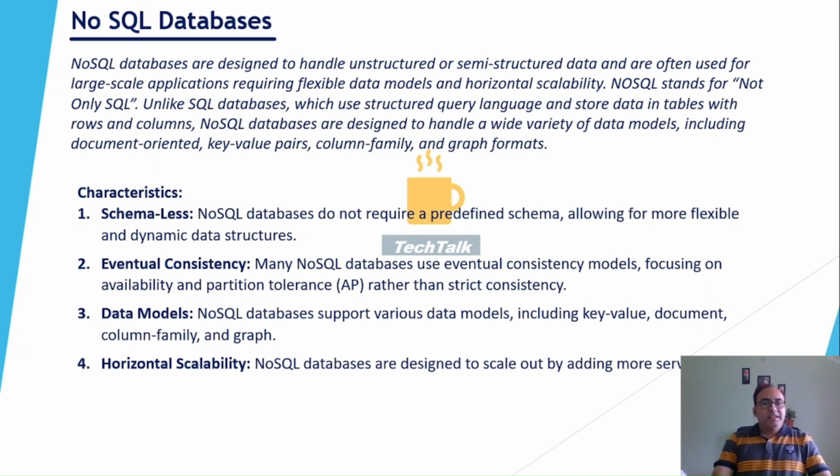Fourth one is horizontal scalability. NoSQL databases are horizontally scalable. We can keep adding different servers and we can keep storing our data. Here are some examples of NoSQL databases: MongoDB, Redis, Cassandra, Neo4j. All these are quite famous NoSQL databases.